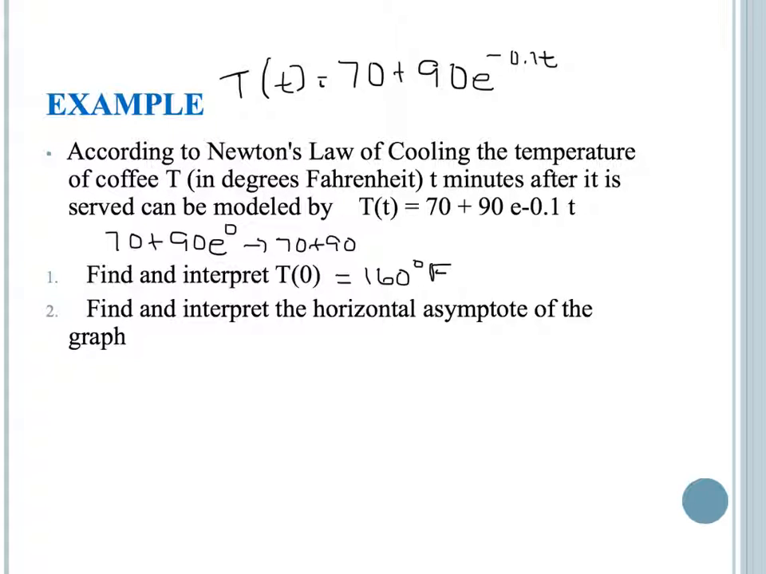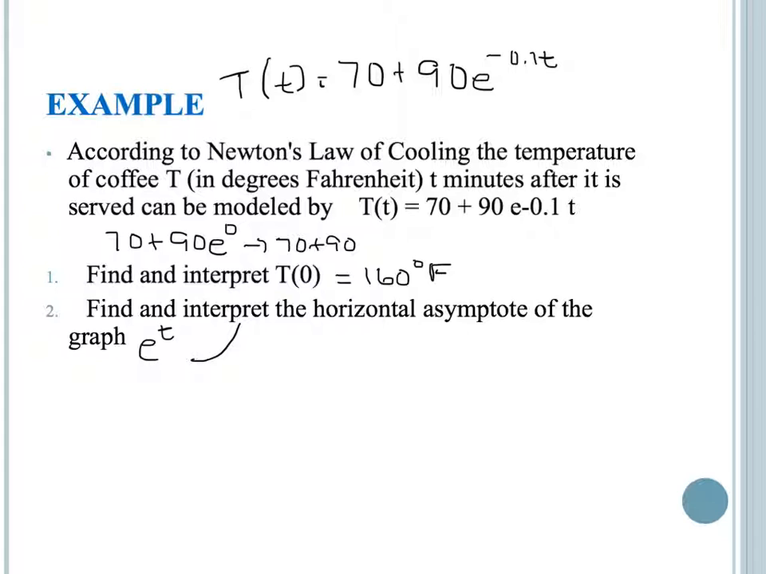Now, I want to know what happens to my horizontal asymptote in here. What happens with the 90? What happens with the 70? How does that impact my graph? So I'm going to try to track all of the changes that are taking place to my exponential curve. The original one was e to the t. So that is exponential growth. It would look something like that.